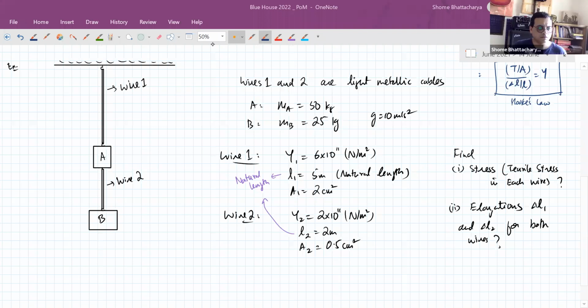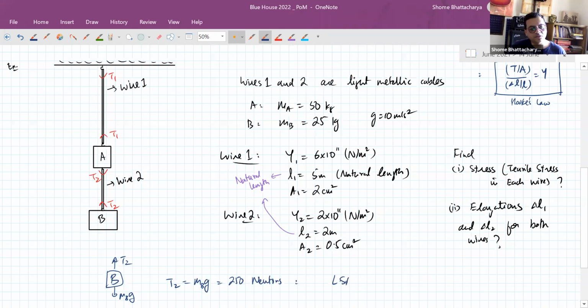Let's work out this question now. So you can see that, let's say the tension in wire B is T2 and the tension in the first wire is T1. So from the free body diagram of block B, you can see that T2 will be equal to its weight. So T2 is equal to 250 newtons.